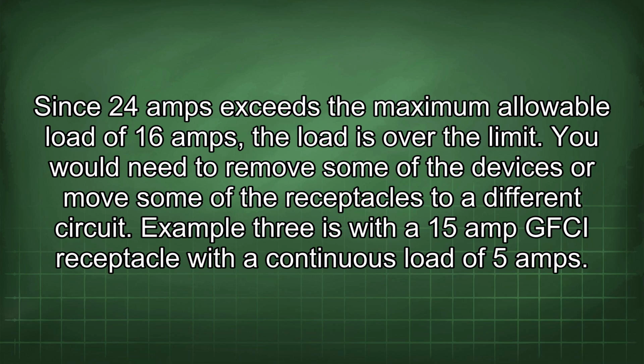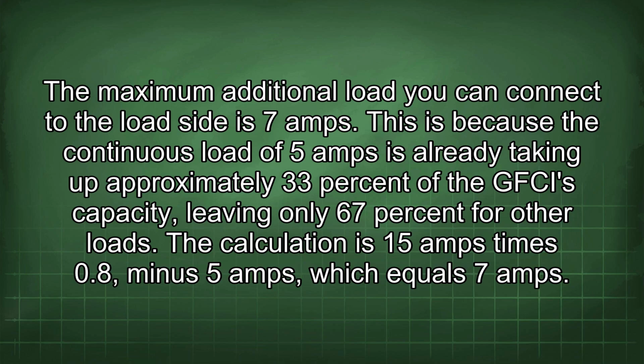Example 3 is with a 15 amp GFCI receptacle with a continuous load of 5 amps. The maximum additional load you can connect to the load side is 7 amps. This is because the continuous load of 5 amps is already taking up approximately 33% of the GFCI's capacity, leaving only 67% for other loads. The calculation is 15 amps times 0.8 minus 5 amps, which equals 7 amps.